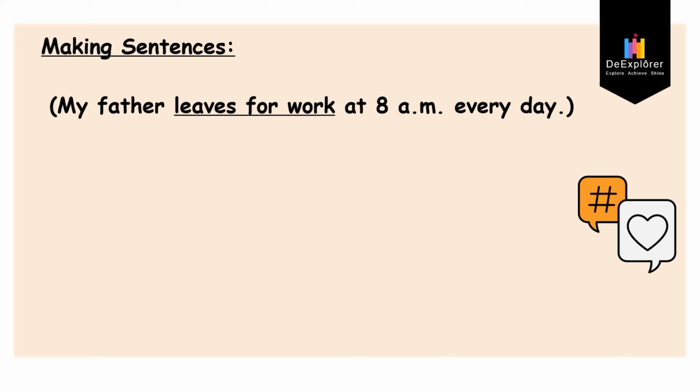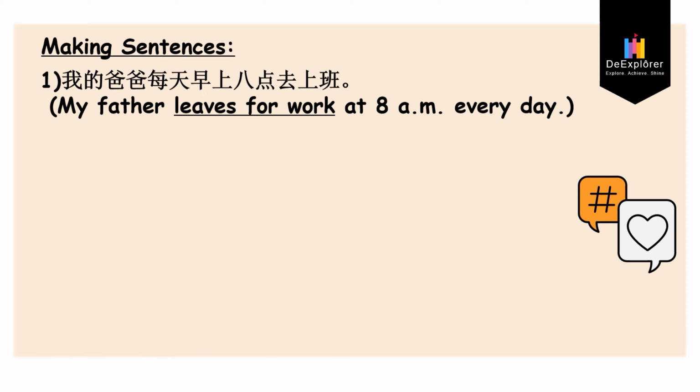My father leaves for work at 8 a.m. every day. So what is the meaning of this sentence? Leaves for work means 去上班, 就是离开去上班的意思. So subject, my father, verb, leaves with S. Why? Because singular subject uses singular verb, so with S, for work. What time? At 8 a.m. every day. Present tense showing habitual action.